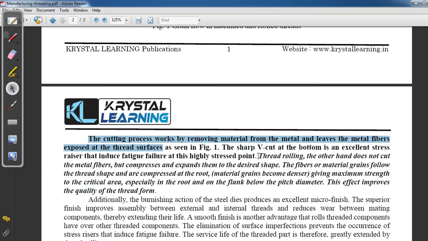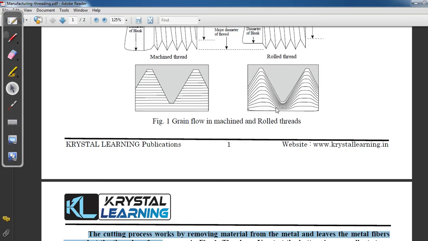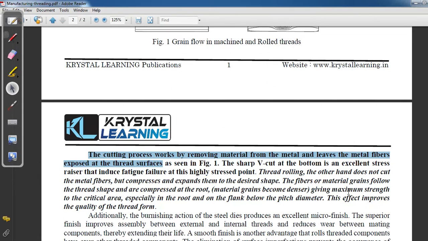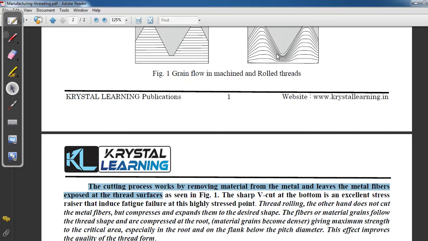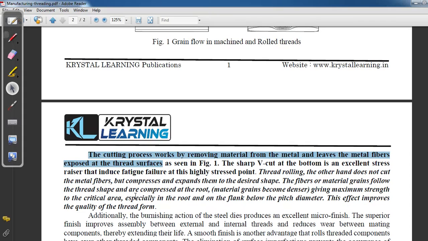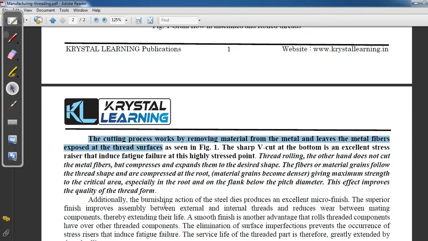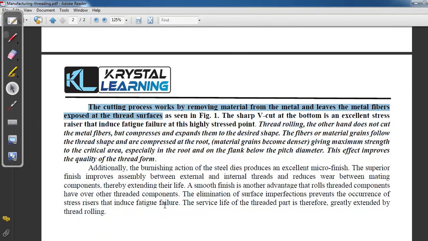On the other hand, thread rolling does not cut metal fibers but compresses and expands them to the desired shape by plastically deforming the material. The fibers or material grains follow the thread shape and are compressed at the root. Material grains become denser at the root, giving maximum strength to the critical area, especially in the root and on the flank below the pitch diameter. So here we have maximum strength in comparison to machined threads. This effect improves the quality of the thread form. So we are getting stronger threads in thread rolling.